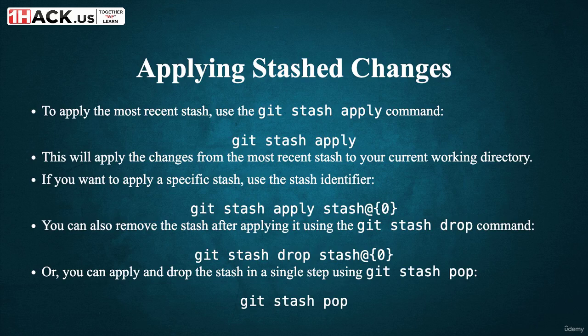After applying a stash, you may want to remove it from your stash list. You can do this using the git stash drop command, followed by the stash identifier. Alternatively, you can apply and drop the stash in a single step using the git stash pop command. This will apply the most recent stash and then remove it from the stash list.